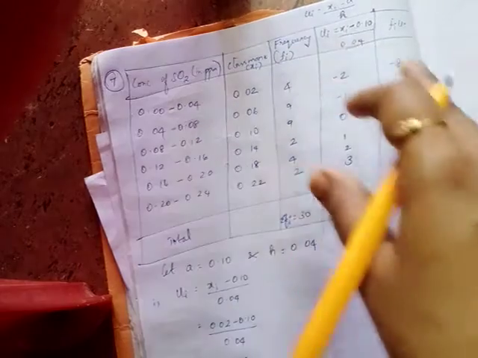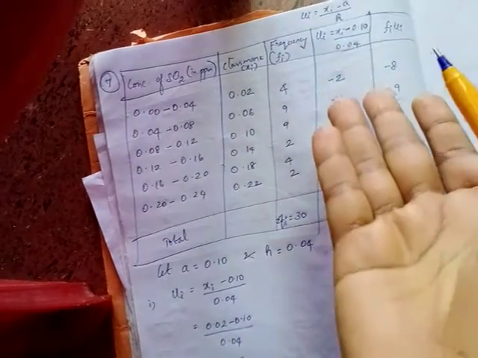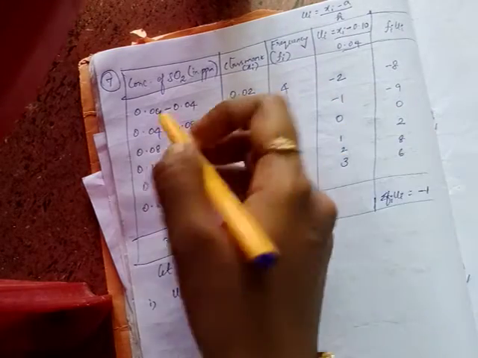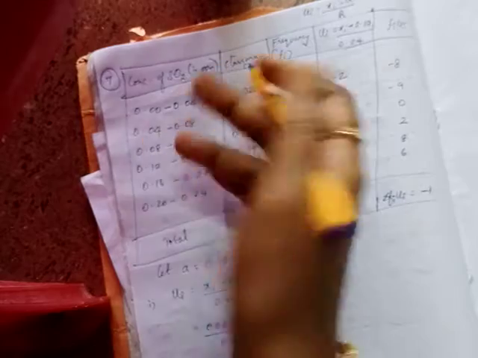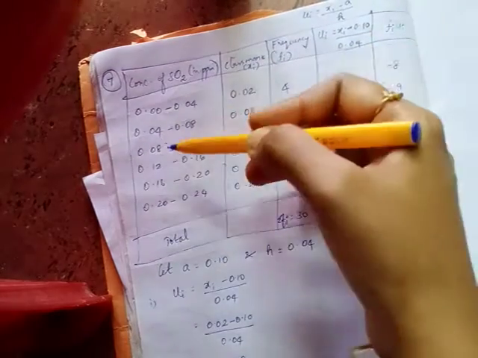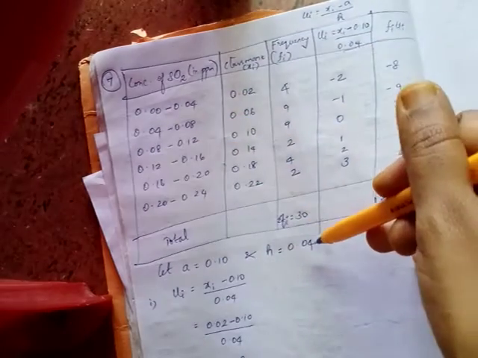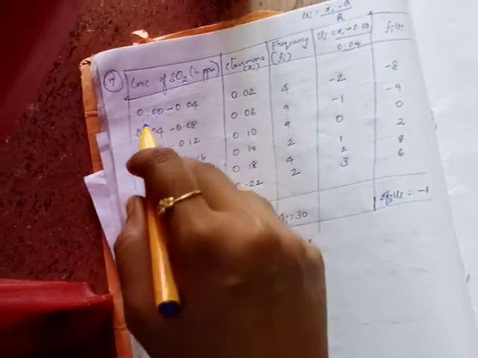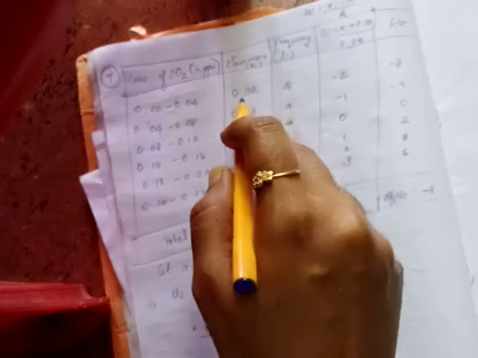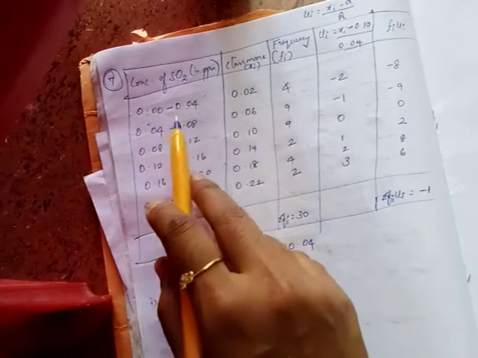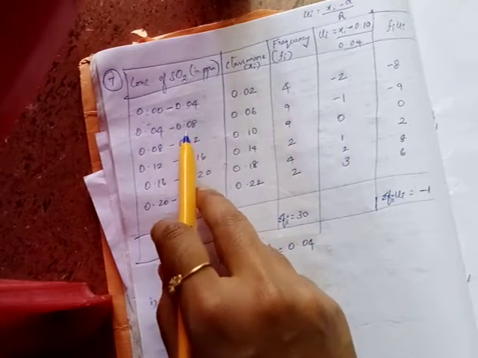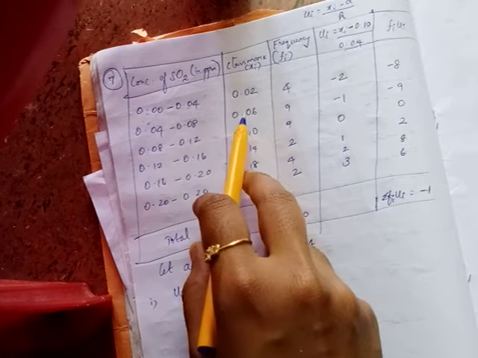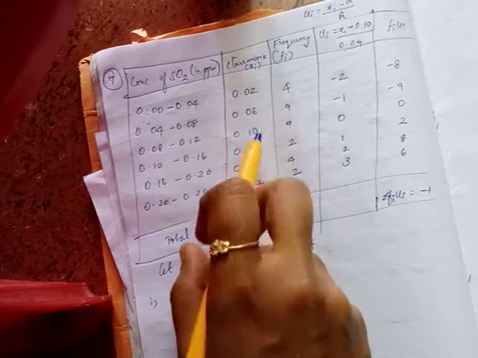So to find out the mean, here I am applying the step deviation method. Even you can do it by the direct method also. Here the upper limit of a class interval and the lower limit of the next interval are the same. So h is very simple, 0.04. And the class mark is upper limit plus lower limit divided by 2. So 0.04 plus 0.08 is 0.12. 0.12 divided by 2 is 0.06. 12 divided by 2 is 6.